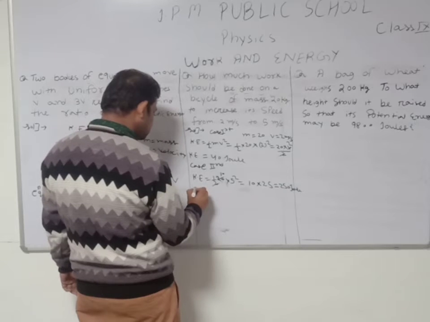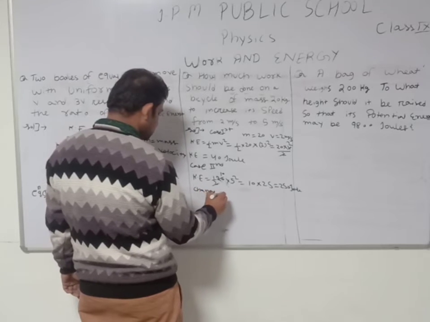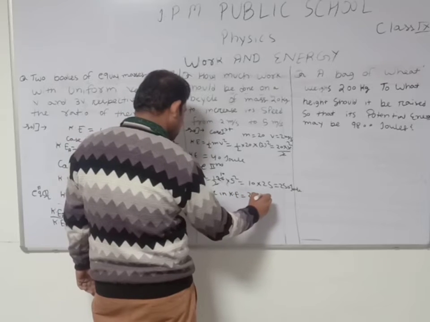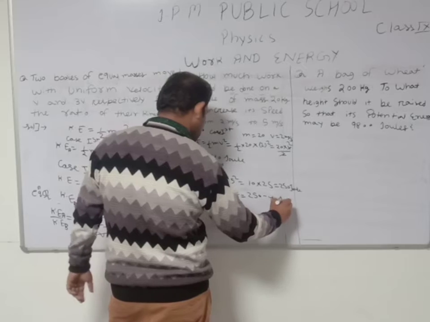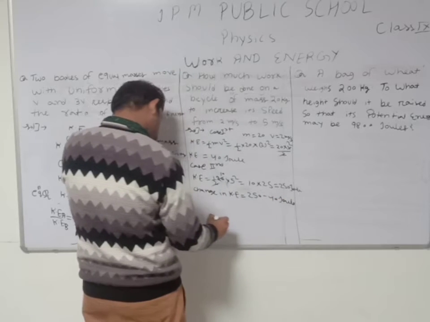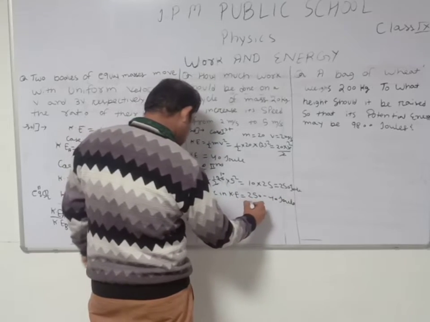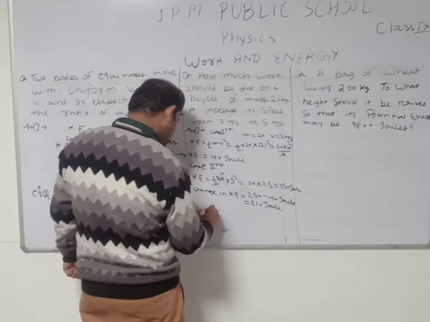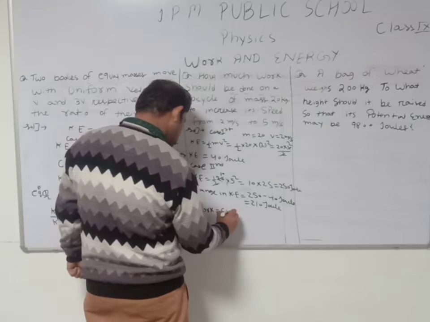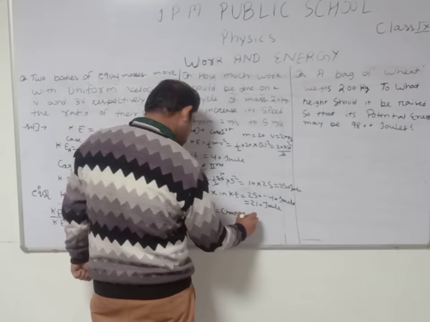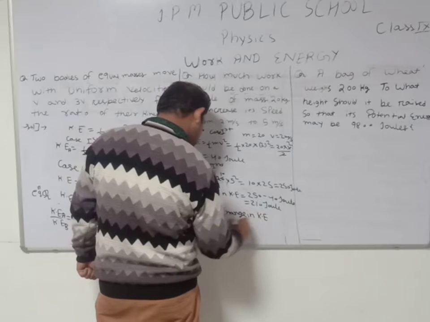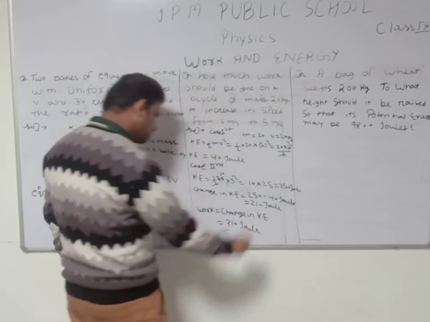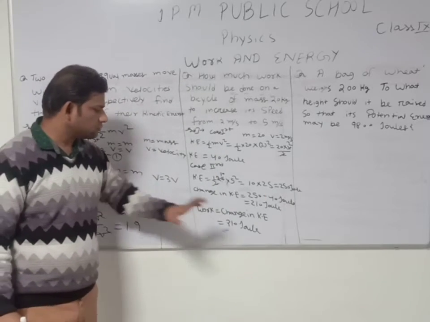Then change in kinetic energy equal to 250 minus 40 joule. Then it is 210 joule. Work equal to change in kinetic energy, 210 joule. It means work equal to 210 joule.